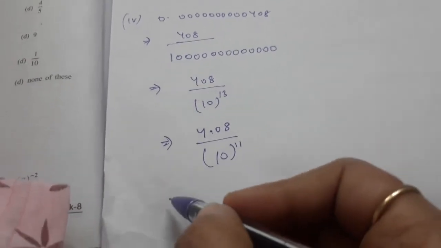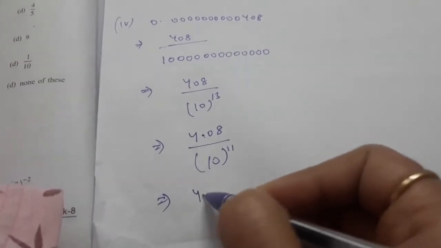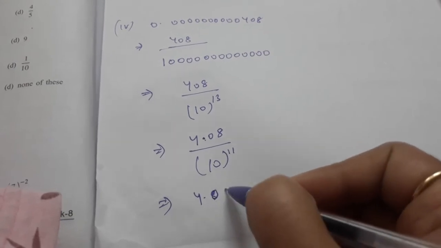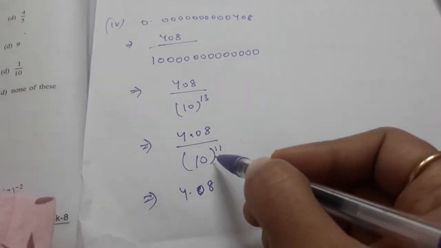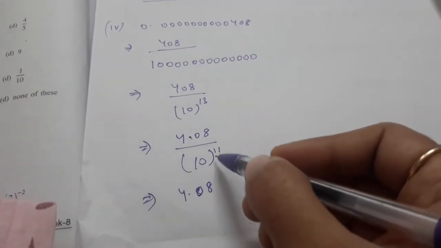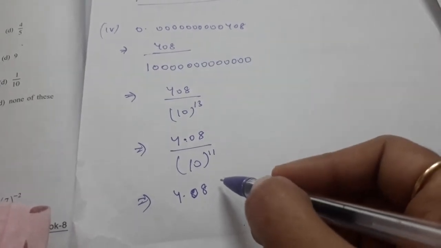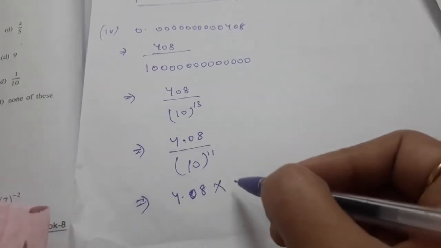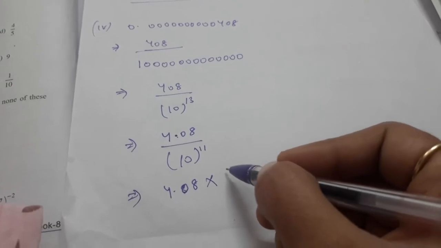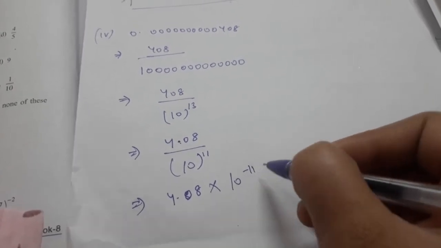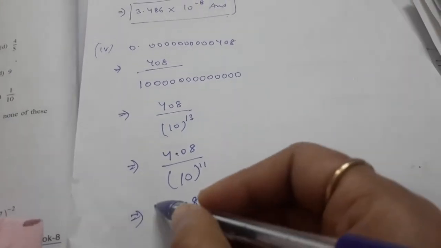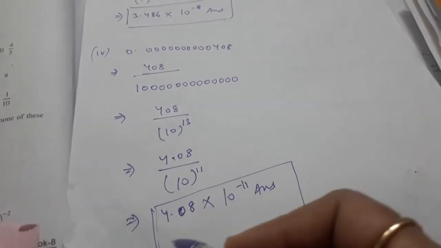So our final step, 4.08. As soon as we bring this power into the numerator from the denominator, the negative sign will be there in the power. So 4.08 into 10 raised to the power minus 11 is our answer.